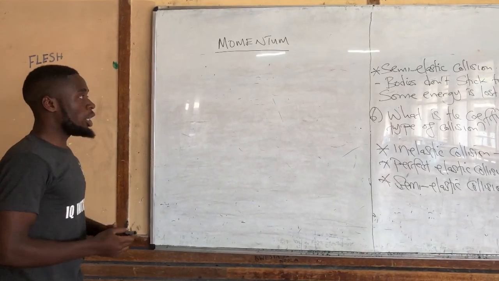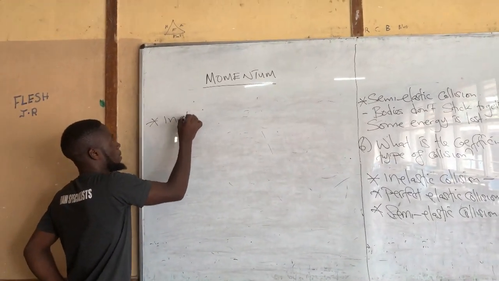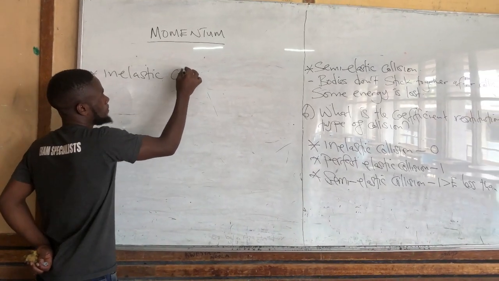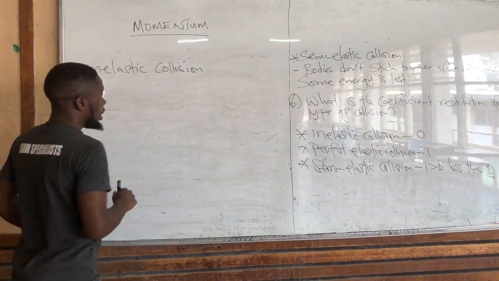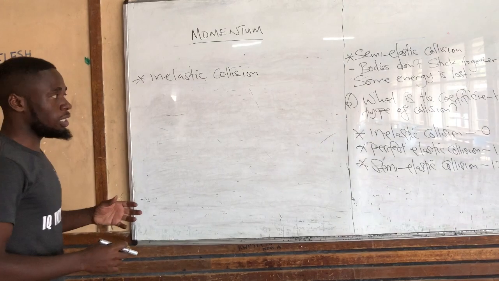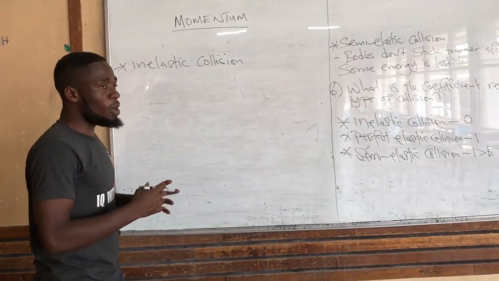Okay, so let's start with inelastic collision. I'll explain them one by one. We know that this is a type of collision where bodies stick together. So when bodies stick together, what is the normal equation for momentum?